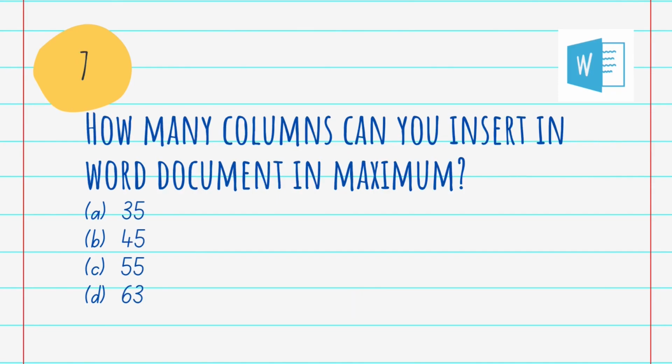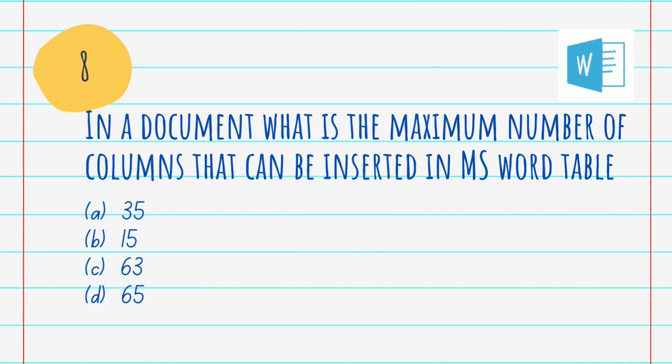How many columns can you insert in a Word document at maximum? 35, 45, 55, 63, and the answer is 45. 45 columns you can insert in a Word document at maximum. Question number 8. In a document, what is the maximum number of columns that can be inserted in a MS Word table? 35, 15, 63, 65, and the answer is C, 63.